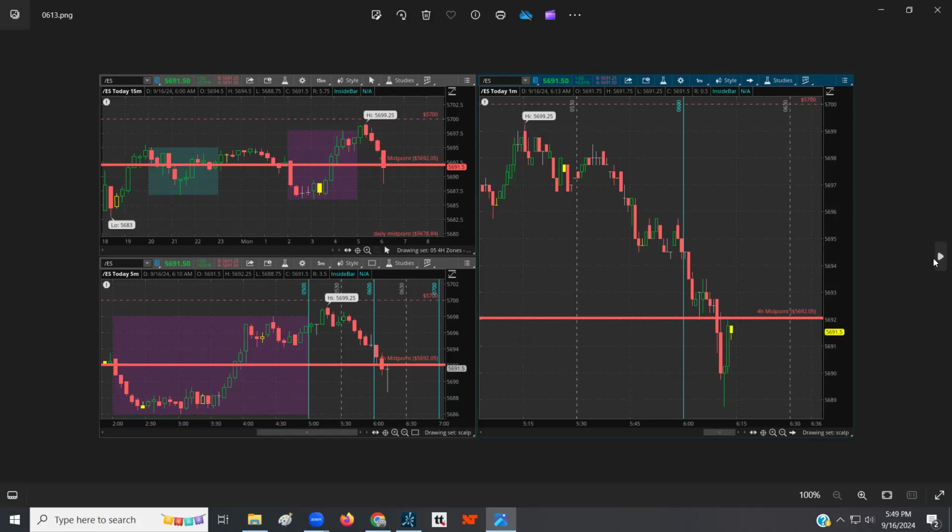This is the ES on the three grids. Top left, 15-minute, bottom left, 5-minute, and on the right, 1-minute. Time 0613. So this 15-minute candle here has 2 more minutes till it completes. Same with this 5-minute candle, 2 more minutes. Right off the bat, looking at the higher time frame, 15-minute, we're below a big round number, 5,700, that red horizontal line.